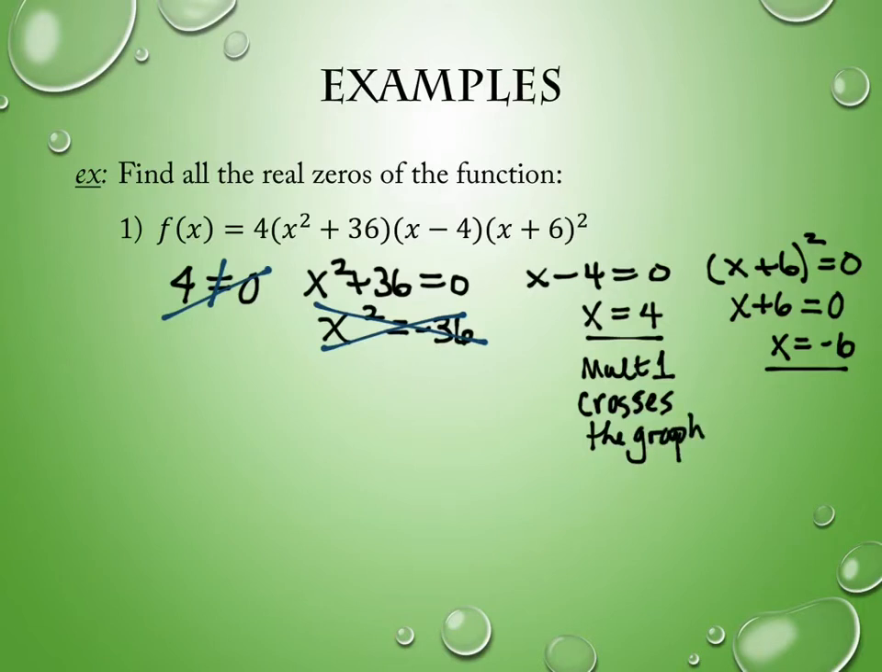On the second one, this one actually has a multiplicity of 2, which means it simply touches. I shouldn't have said crosses the graph, I should have said crosses the x-axis. Let me go back and fix that. That's better. It touches the x-axis on the other case.